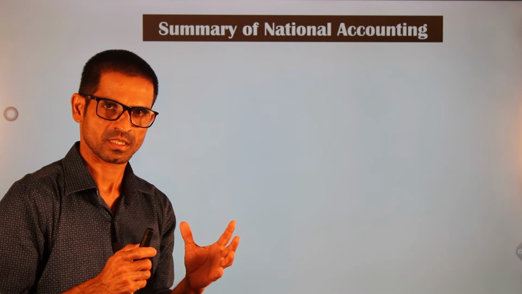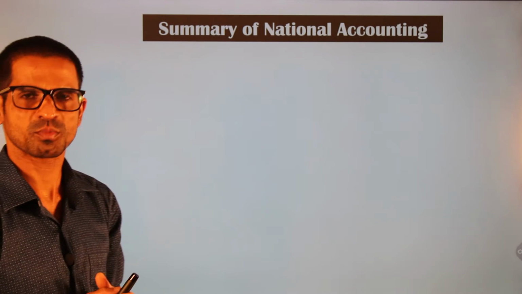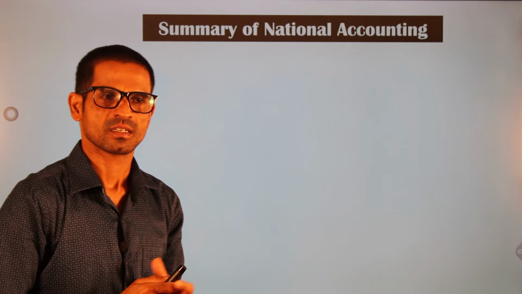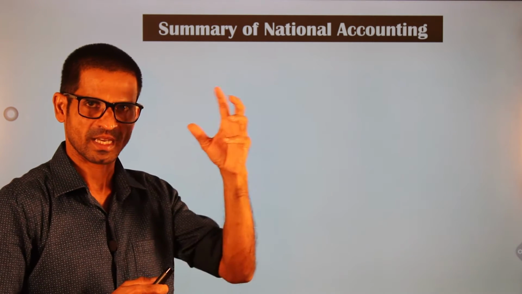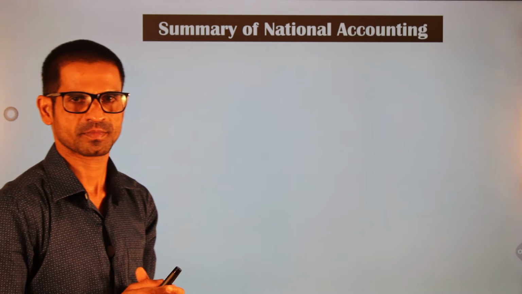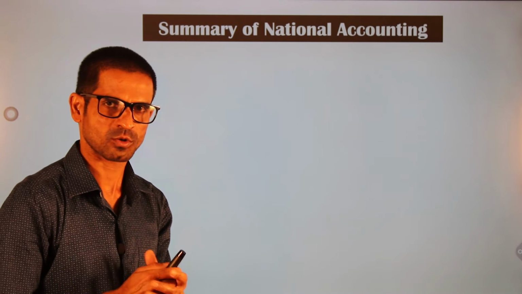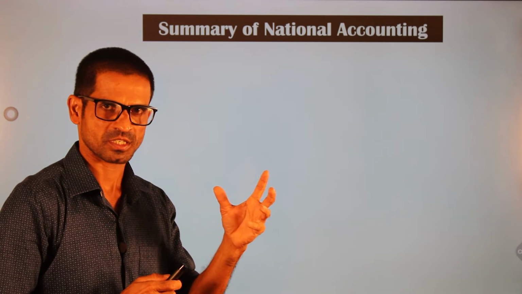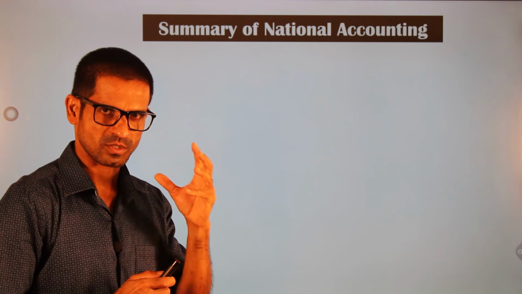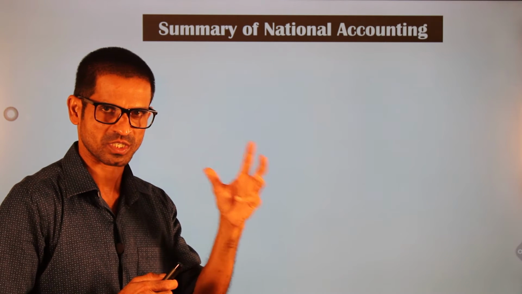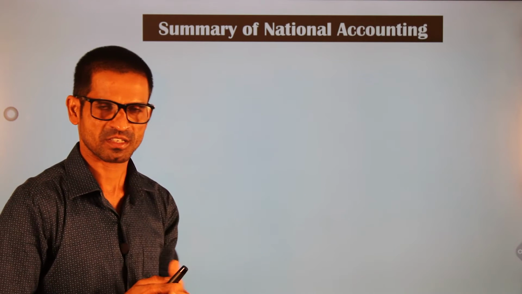We have learned all three approaches of reaching gross domestic product: output method, income method, and expenditure method. And then we learned how to convert gross domestic product into gross national income, and then gross national income into gross national disposable income, and thereby national savings.